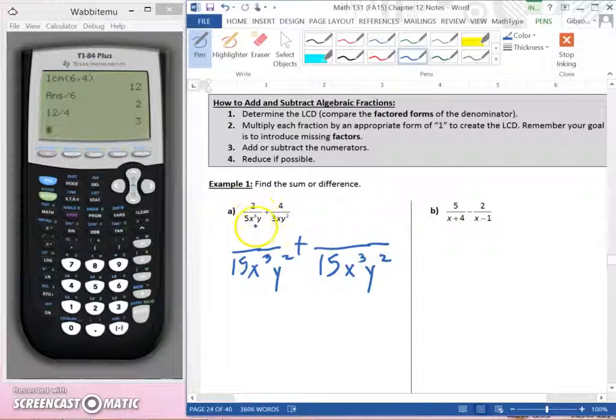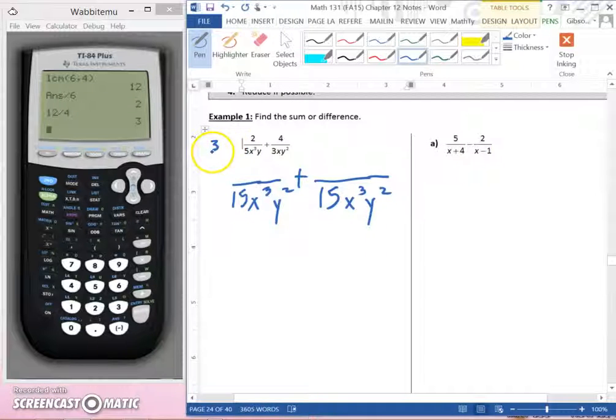Now, what we have to do is figure out what we will multiply this numerator and denominator by. So we know, first off, since this is 5 and we're trying to get to 15, we will multiply the numerator and denominator by 3. Now, let me get rid of this A, so we will have room to multiply. So we know we will multiply this numerator and denominator by 3.